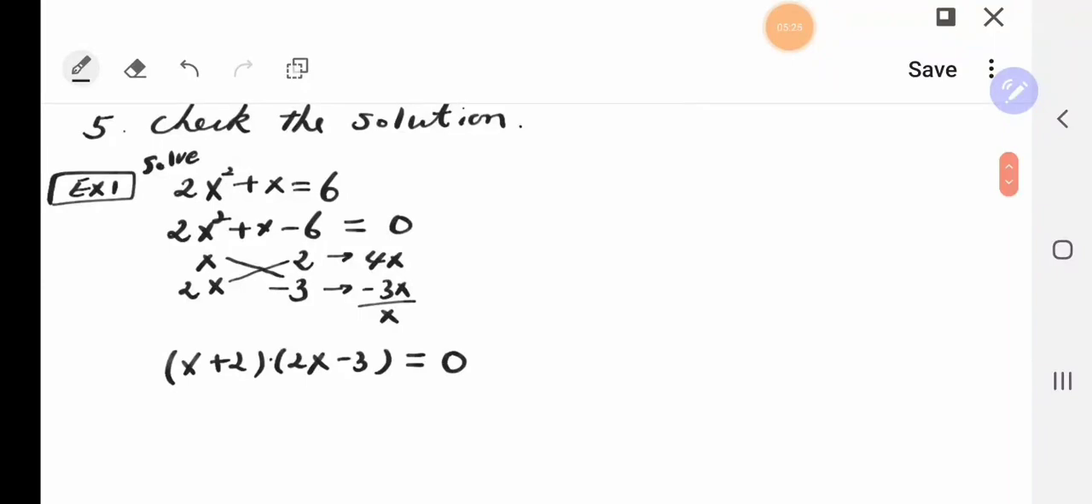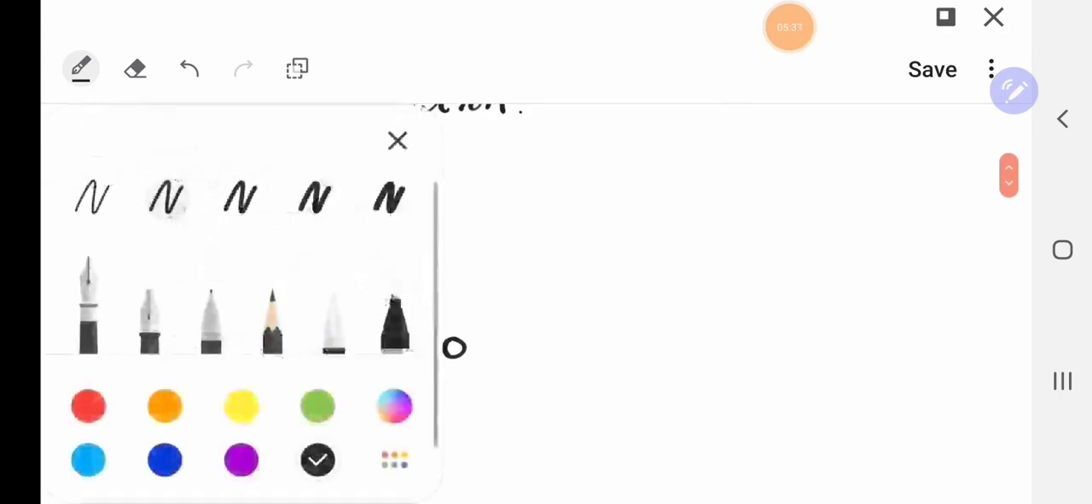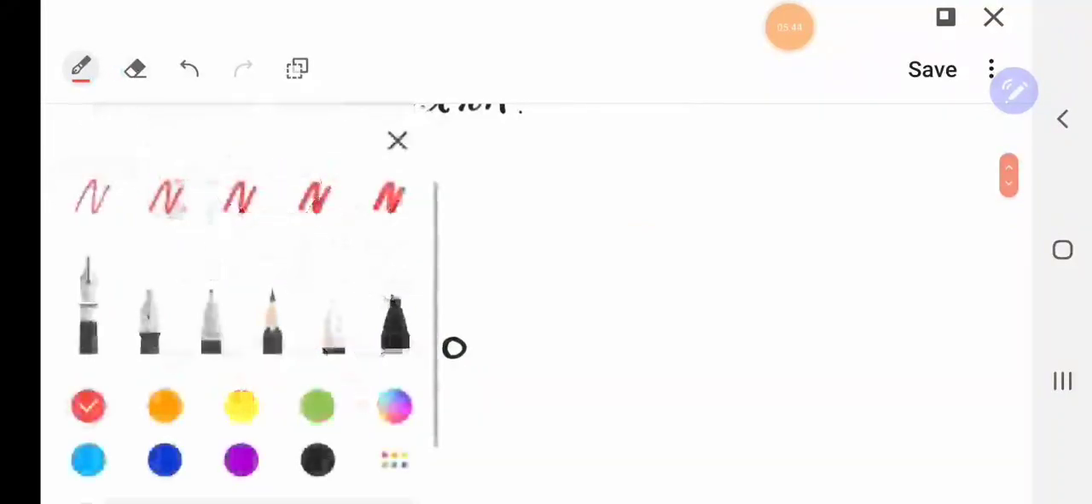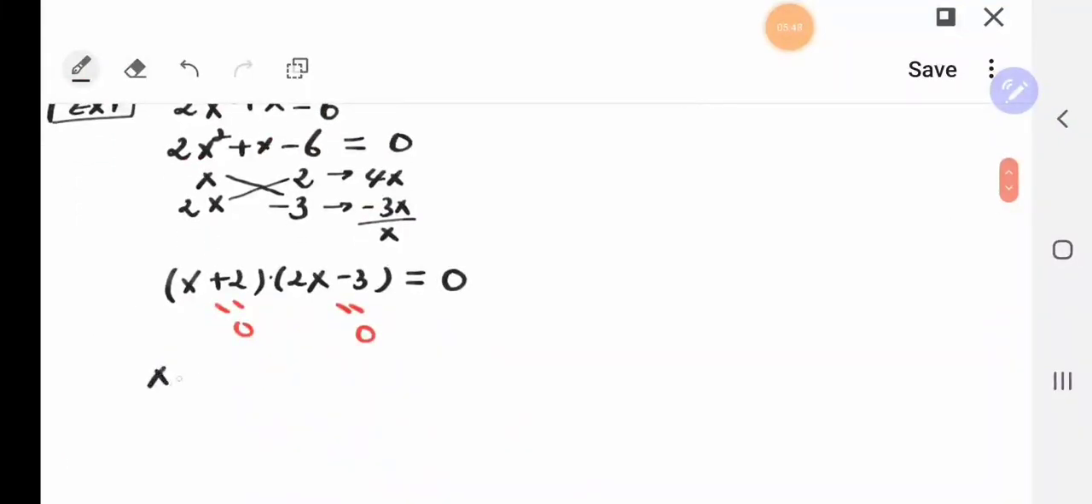So the trinomial is now written as a product, and then the next step is what? Since the left side of the equation is a product and that is equal to 0, we can set each factor equal to 0. So we now have two equations: x plus 2 is equal to 0 and 2x minus 3 is equal to 0.